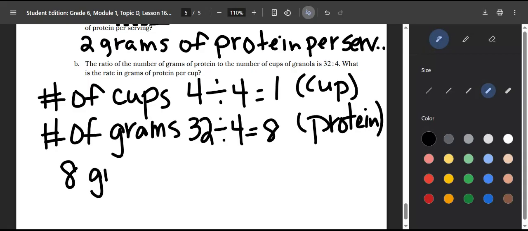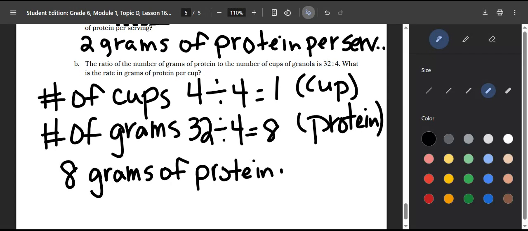8 grams of protein per cup. And that is lesson 16.